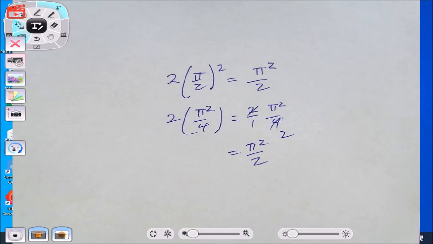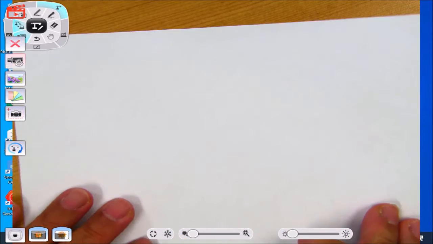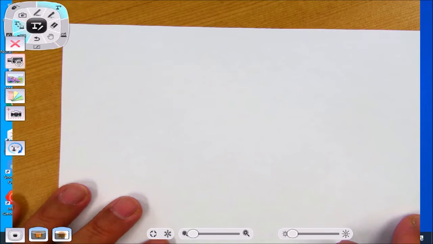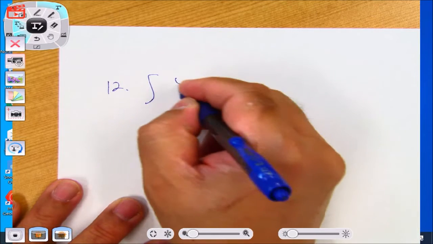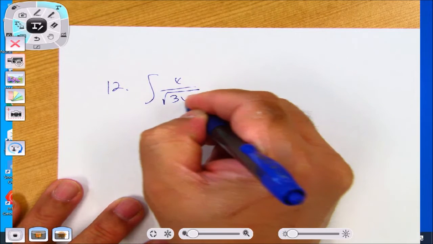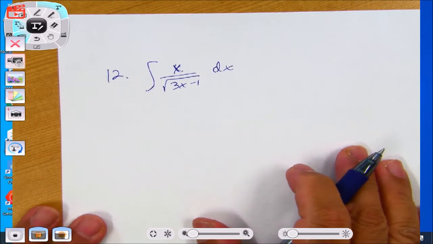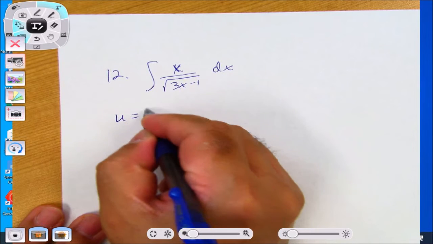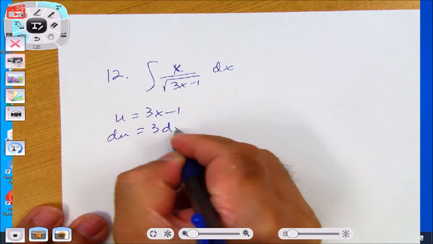Alright. Now moving on to number 12. There's not enough space for number 12, so I'm doing it on separate paper. Number 12. I've got the integral of x over square root of 3x minus 1 dx. So this looks like a u substitution problem. So u equals 3x minus 1, du equals 3 dx.